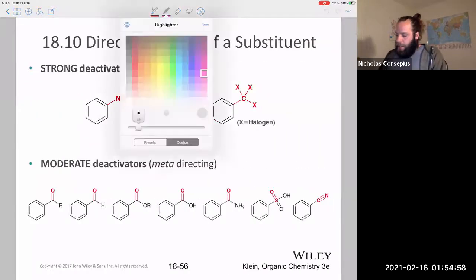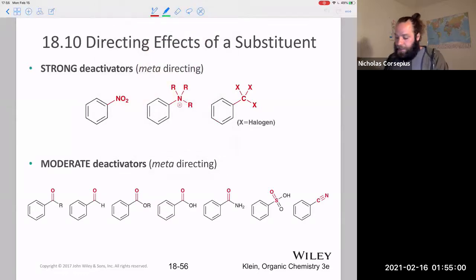Now flipping it, talking about the deactivators. So strong deactivators, we talked about the nitro group as a strong deactivator. We also have what would be like this ammonium type ion where again, the nitrogen has a positive charge. So it's going to be pulling electrons out of the ring. Another one is actually going to be when you have a chlorine on there that's fully halogenated, okay?